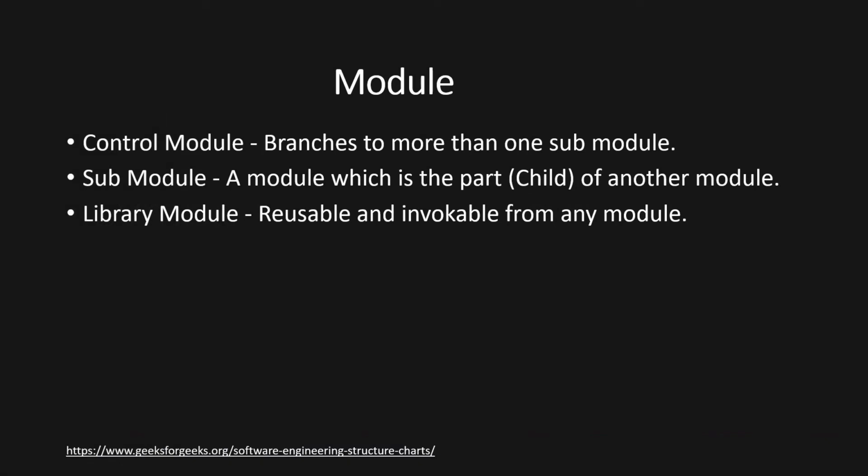The first and most important symbol is the module. We have three types of modules. The first is a control module, that is simply a module that has submodules. A submodule is one that has another module as its parent or is part of another module. And then we have a library module that is reusable and invocable from any other module. It's kind of a submodule.